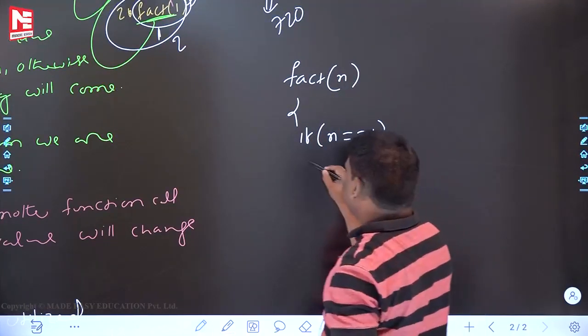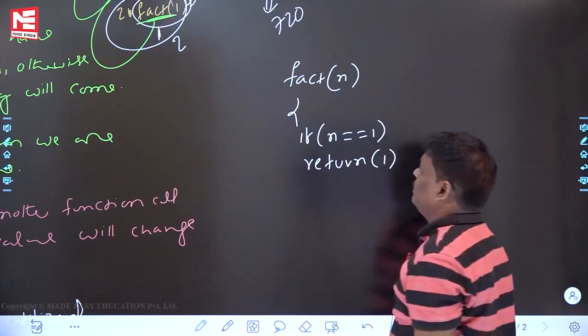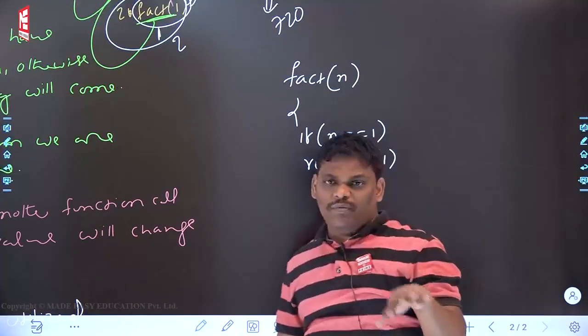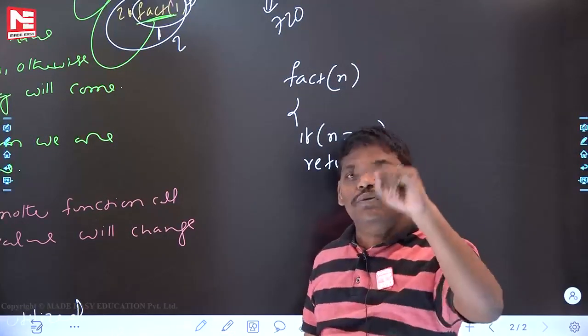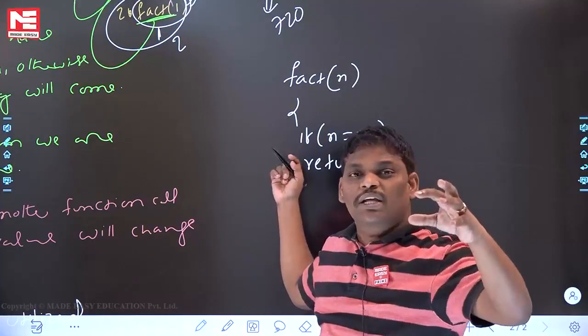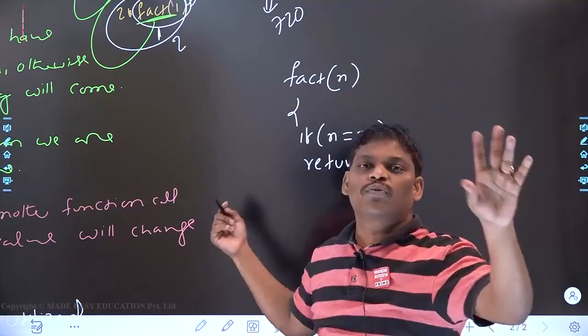Is n equal to 1? Yes, then return 1. No need to call anyone. When someone asks for the factorial of n, I will ask whether n is 1, because that is the termination. Check the termination first. If you don't check the termination and call blindly, there may be a chance that a stack overflow error message will come.